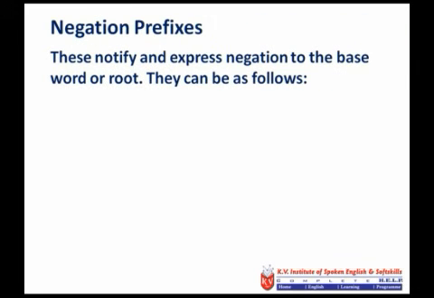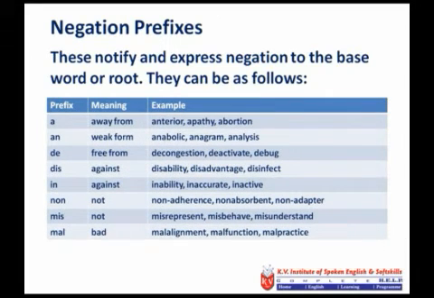Now let's see negation prefixes. These notify and express negation in the base word. Ab means away from: apathy, abortion. An means a weak form: anabolic, anagram, analysis. De means free from: decongestion, deactivate, debug. Dis means against: disability, disadvantage, and disinfect. In means against.